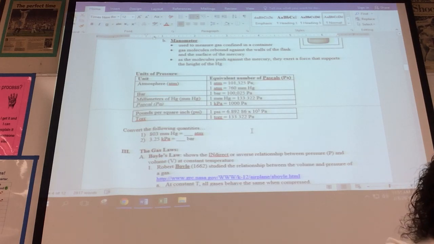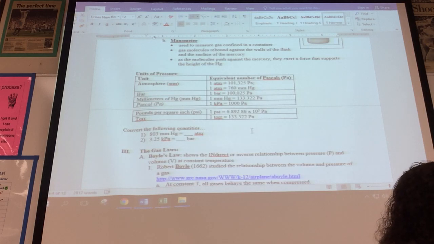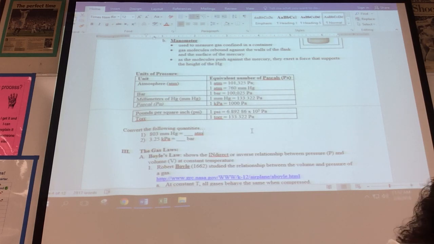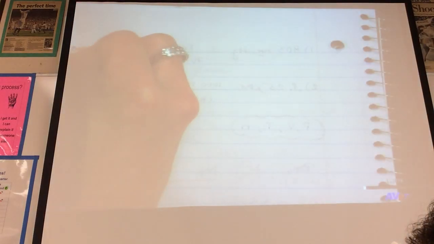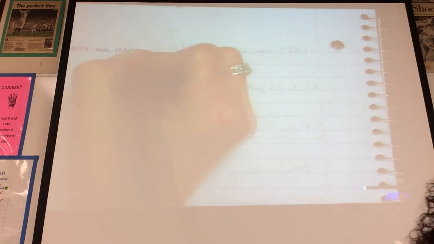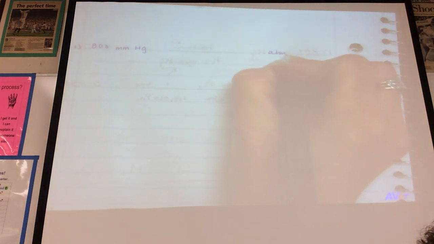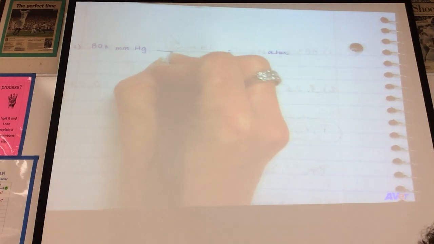Let's do two simple conversions to make sure we remember the factor label method. I have every confidence we do. You guys are very good at the math aspects. In the first example, it says 803 millimeters of mercury, which is a unit of pressure, and we want to convert that to atmospheres. How would we go about doing that?